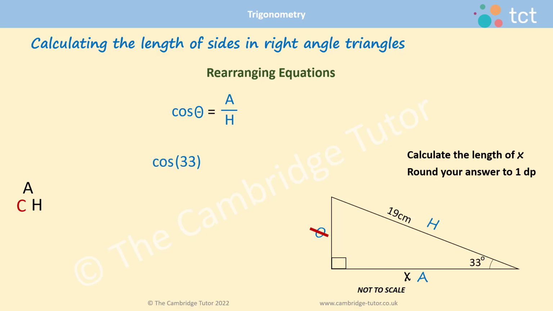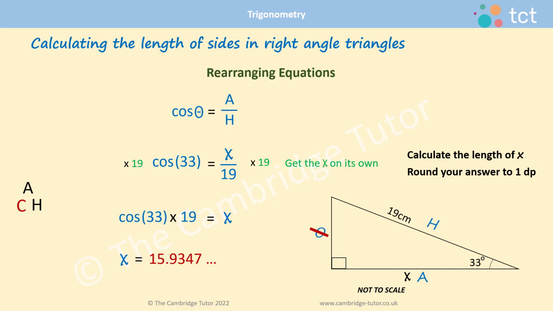Substitute in your values. The cos of 33 is equal to x divided by 19. Get x on its own. If we multiply that side by 19, we get x on its own. So we do the same with the other side. We now have x on its own on this side, and on the other side, the cos of 33 times 19. Put that into your calculator to give you the side of the adjacent. And that should be 15.9347, etc. You're rounding to one decimal place, so that's 15.9 centimetres.